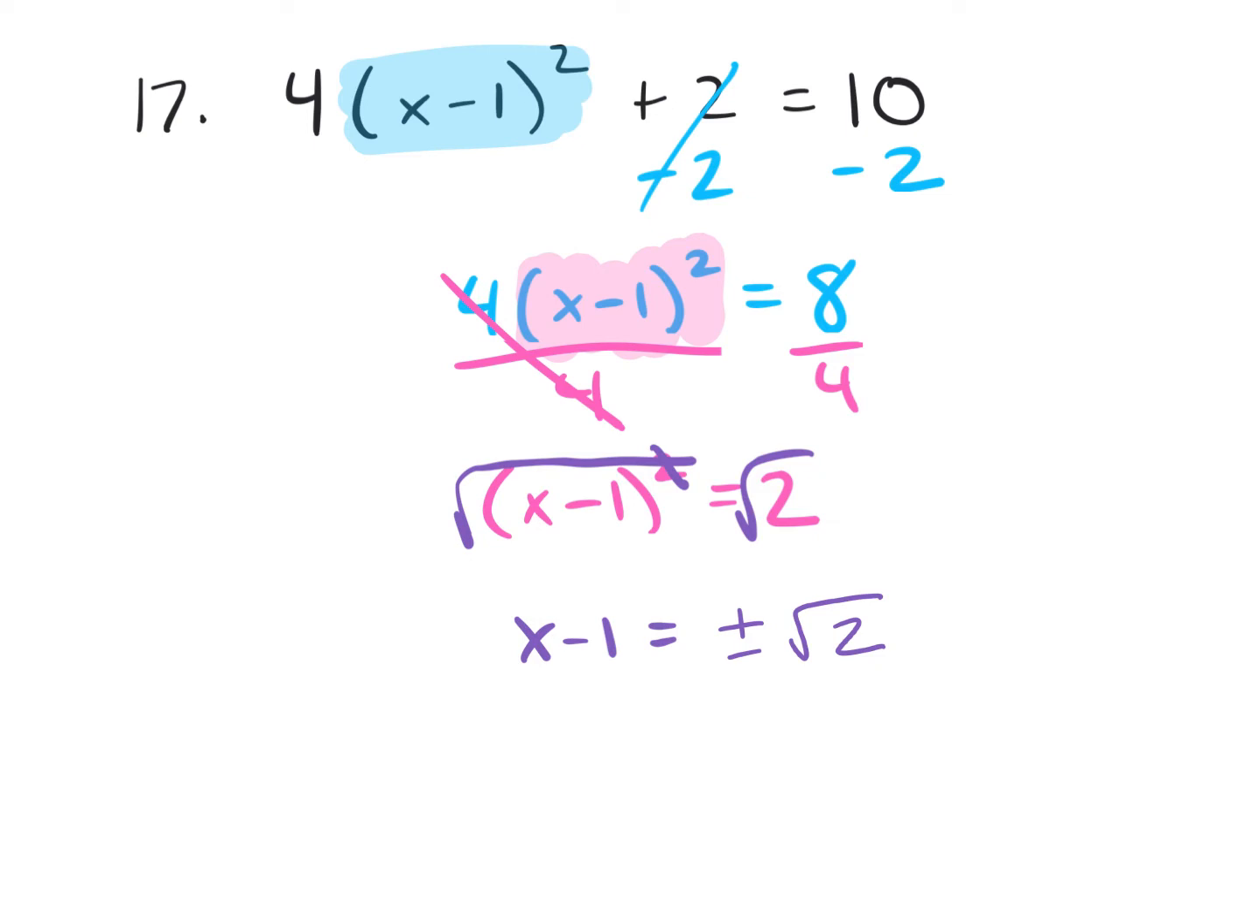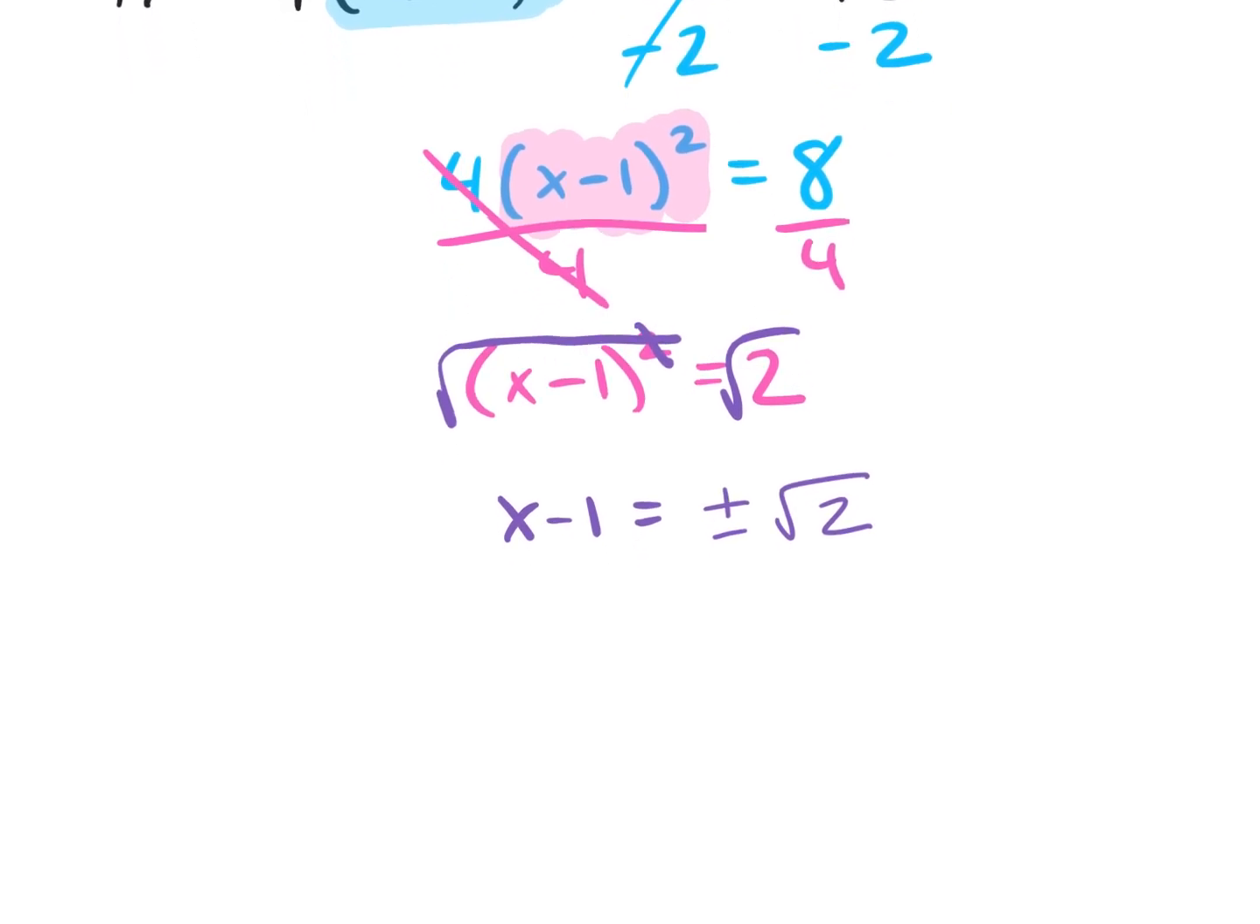And then what's the last step? Remember, I want it to be x equals. The x has to be alone, so what can I do last? Add 1 to both sides. So I have x is equal to 1 plus or minus the square root 2.